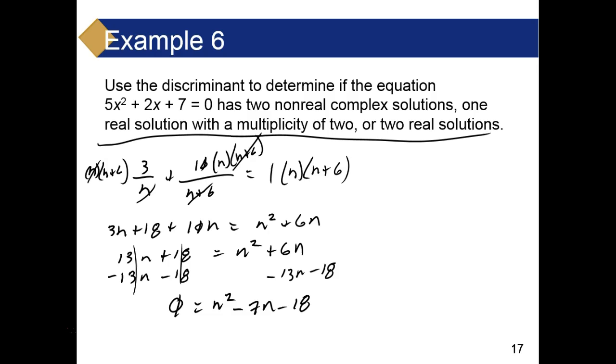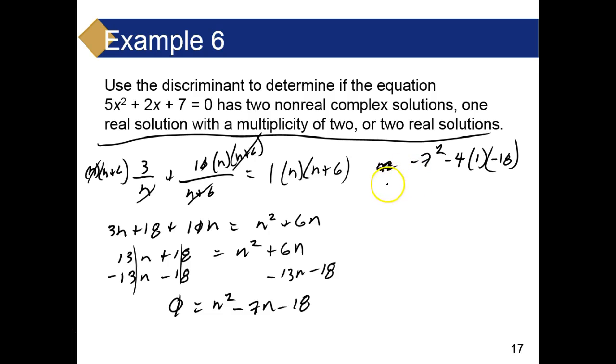You can use the quadratic formula if you'd like. How would that go? Okay, n is equal to, what do you say? Oh, you're going to do the discriminant first. Is that right? Okay, yeah, we're doing the discriminant first. Negative 7 squared minus 4 times 1 times negative 18. Y'all are good.